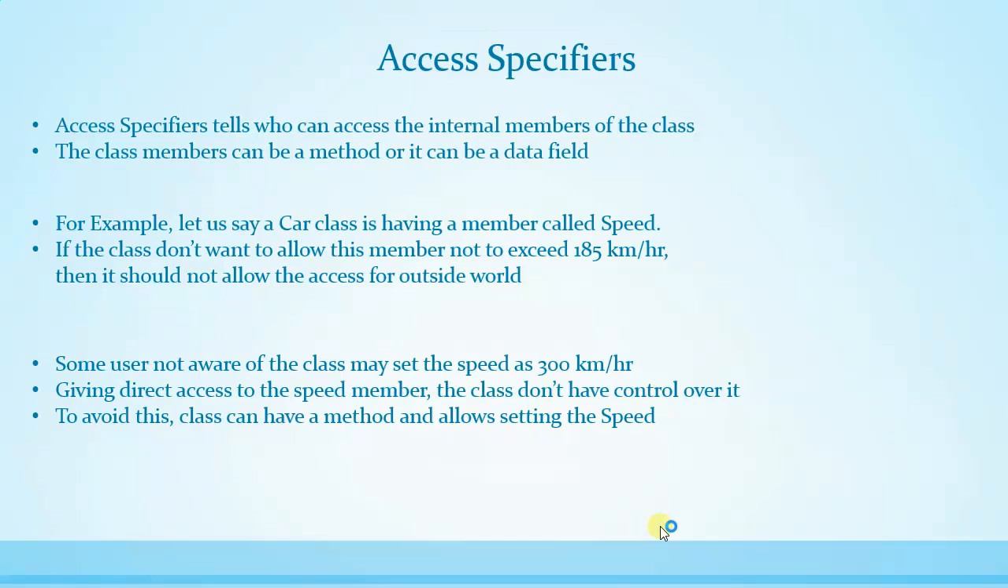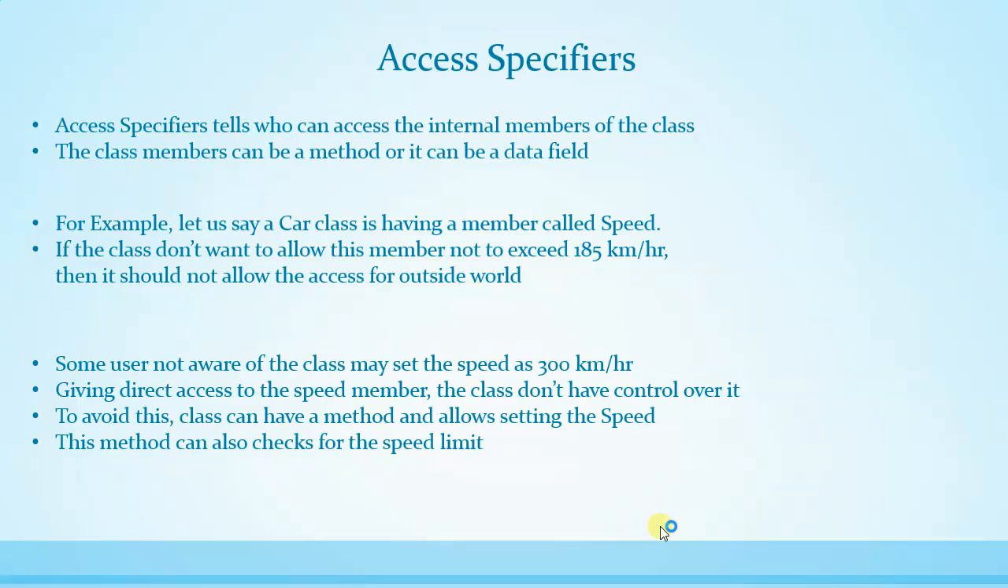To avoid this, the class should hide this member from the outside world, and it should give access to this member through a member function. So the user can only see the member function and doesn't see this data member. If this happens, then the car class can have control over this particular member.